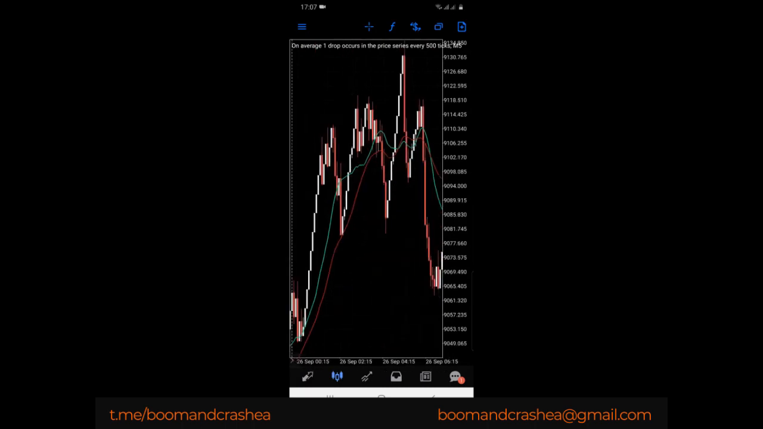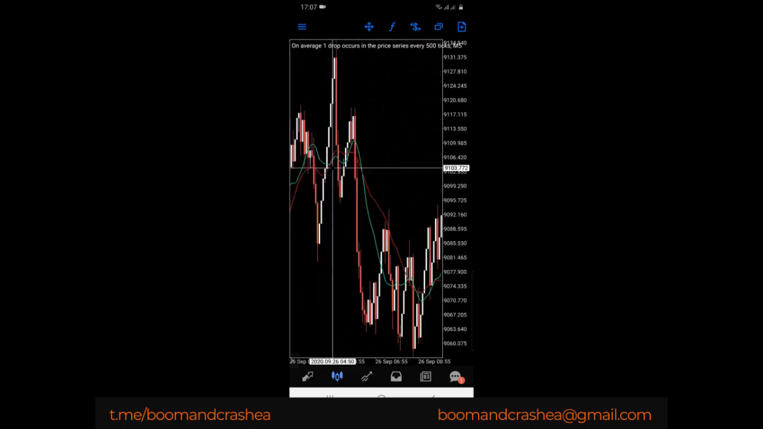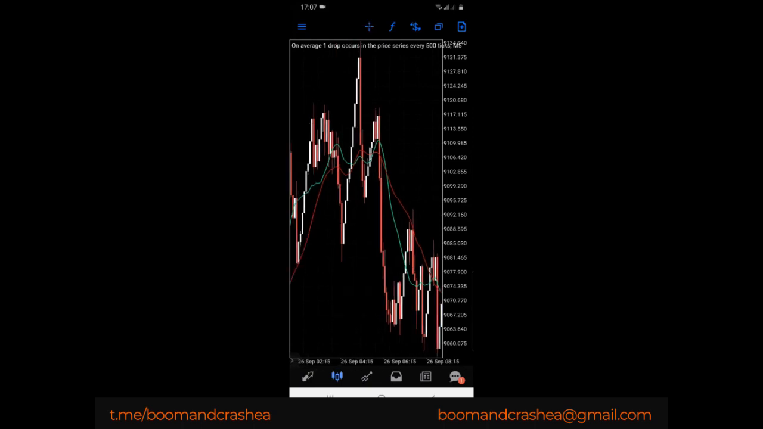So we have a double crossing here. We have this crossing down, and the market went up. We have this crossing up, and the market came down. We have other indicators that can let us know such a fake move, and it is for the pro class. So that is what I want to say.